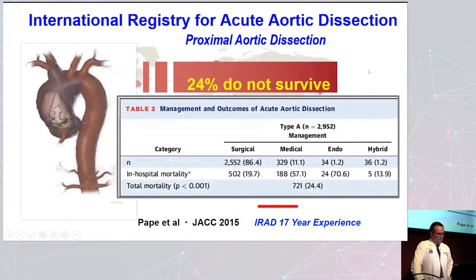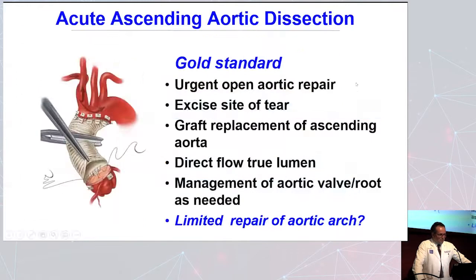So we have to remember that this is a lethal disease, and 24% of these people don't survive. Even if you treat an aortic dissection with surgery, 19% will still be dead after surgery. Not to mention that if you decide on medical management, the mortality is 50 to almost 100%. So what we're trying to achieve when we call you guys in the middle of the night to help us out with the cases is to expedite and do an urgent open aortic repair.